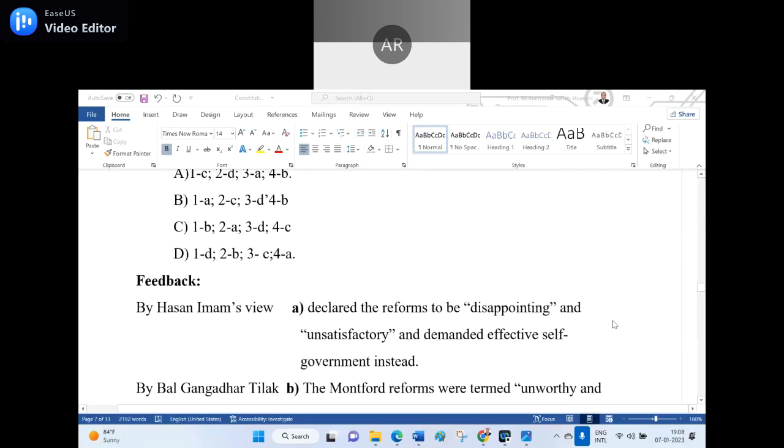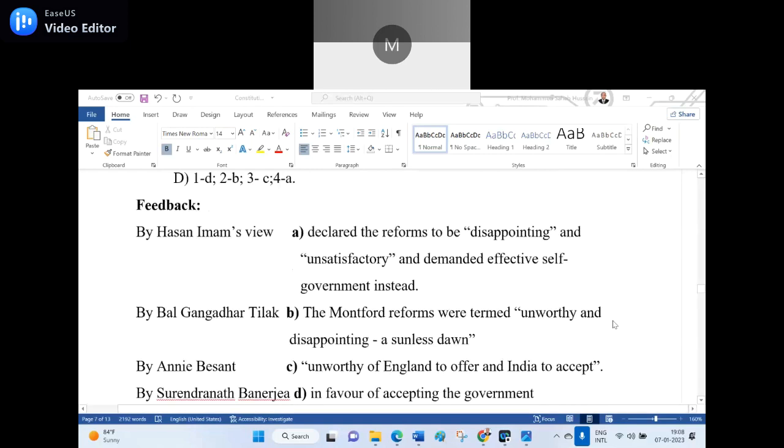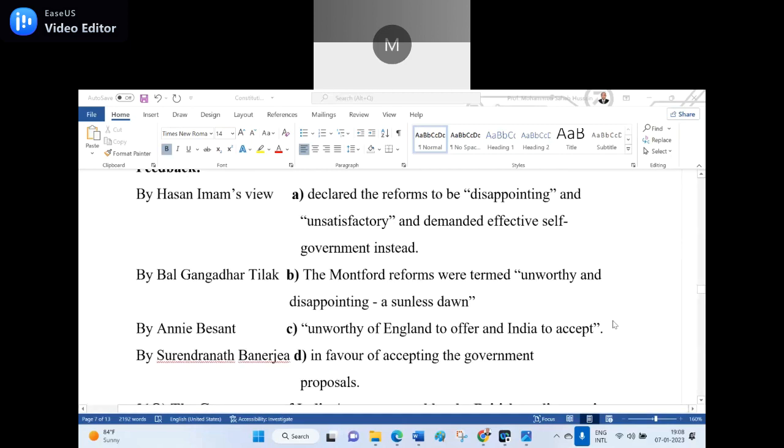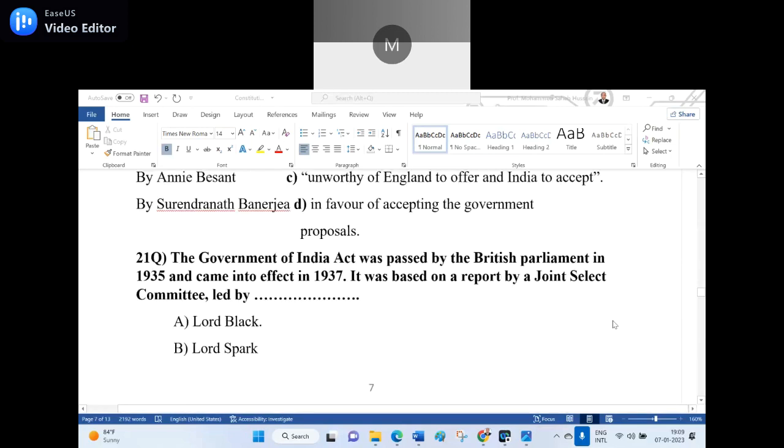1C, 2D, 3A, 4B. Hasan Imam declared the reforms to be disappointing and unsatisfactory and demanded effective self-government instead. Bal Gangadhar Tilak termed the Montagu-Chelmsford reforms unworthy and disappointing, a sunless dawn. Annie Besant said it was unworthy of England to offer and of India to accept. Surendranath Banerjee was in favor of accepting the government proposals. These are the views given on the reforms made by Montagu and Chelmsford.